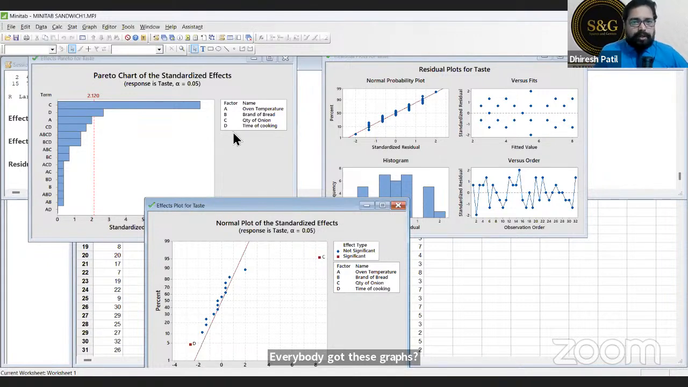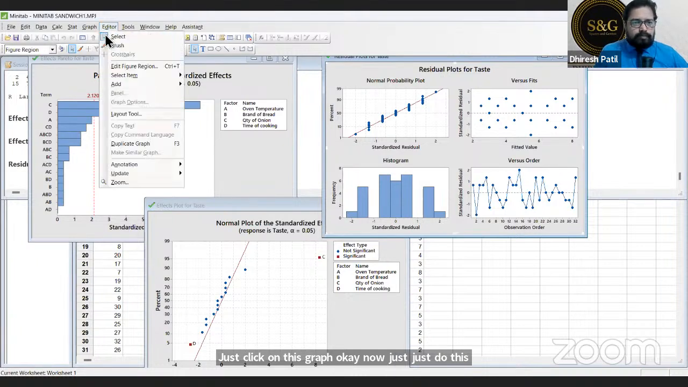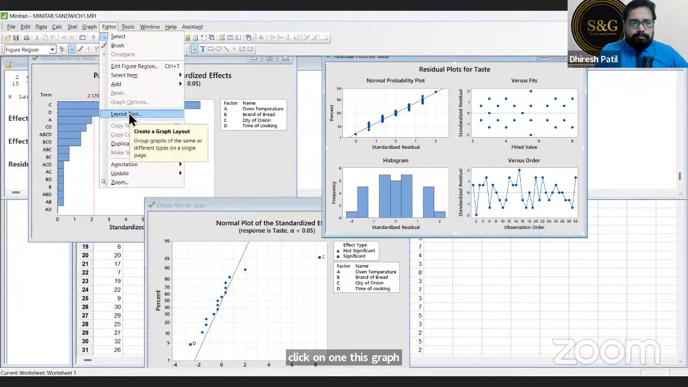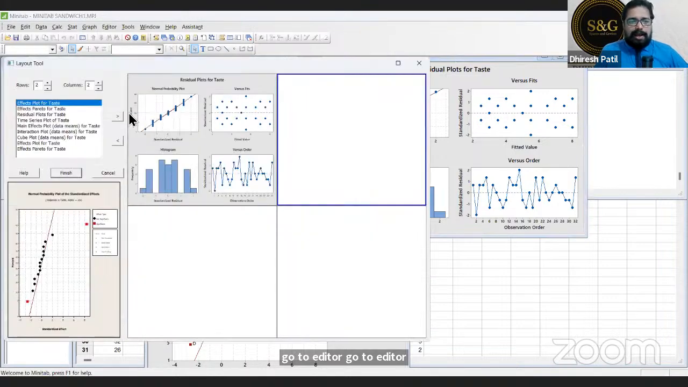Very nice. Okay. Click on any of the graphs here. Just click on this graph. Okay. Now just do this. Click on this graph. Go to editor. Go to editor and layout tool. Editor and layout tool. Okay.